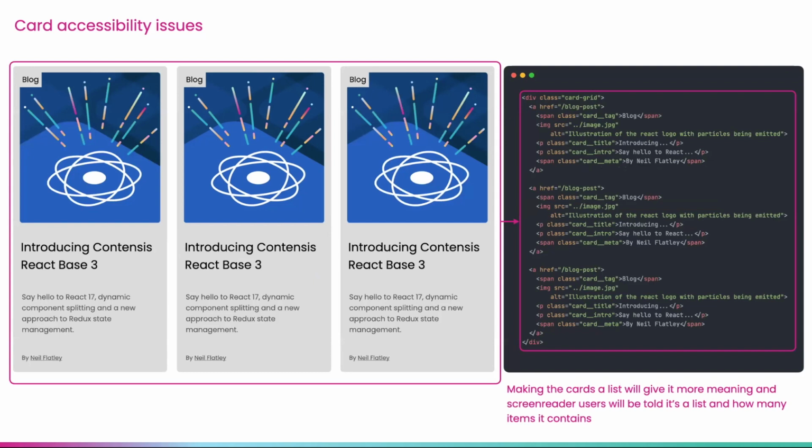And lastly, wrapping the card. We've wrapped it in a div in this example, and that doesn't give any semantic meaning to a screen reader. So we can do better than that. We can make it a list and have the cards wrapped in list items, and that will give a screen reader user a bit more information. It will let them know there's 3 items in a list, and they're on the second of 3. So we'll have a look at that as well.